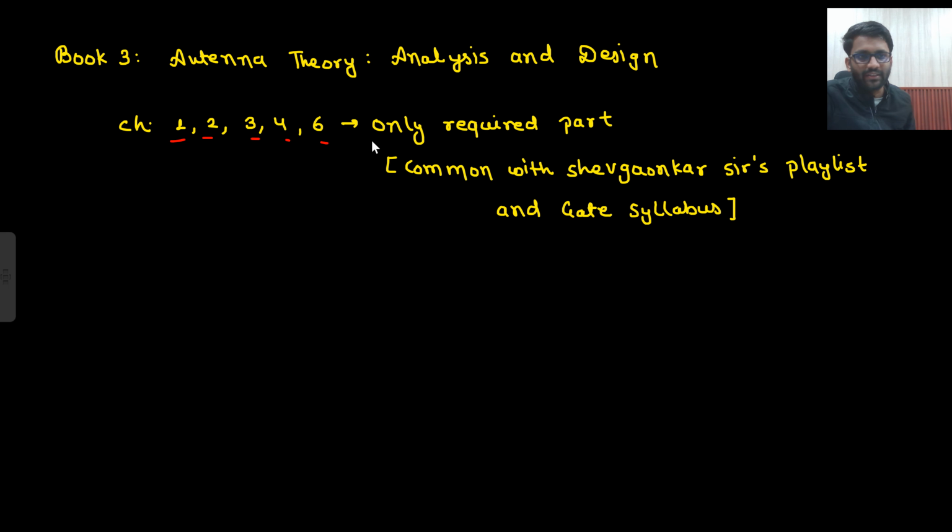Whatever radiation patterns are given in the book, all those we have seen, like whatever analysis for the linear dipole antenna and the Hertzian dipole antenna is given, that also we have seen, right? For antenna arrays as well, the broadside array and end-fire array, all those concepts we have also seen. So whatever is required, we have seen from this book, Antenna Theory: Analysis and Design by Balanis sir.